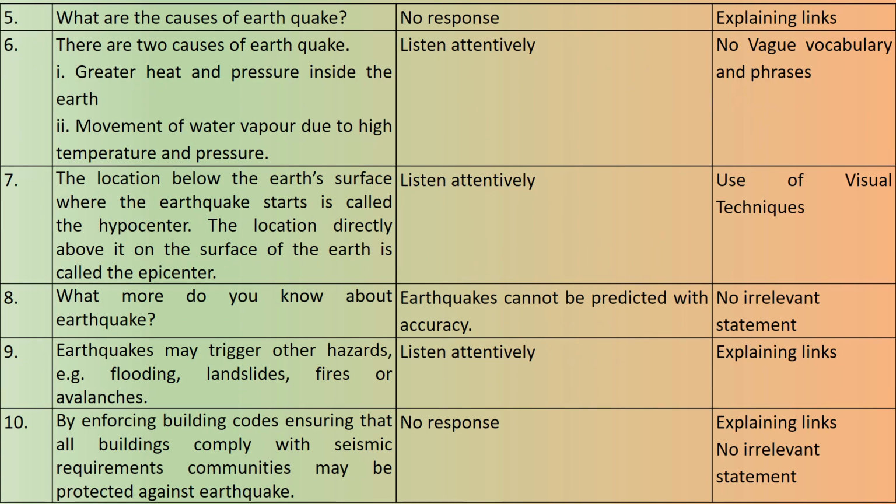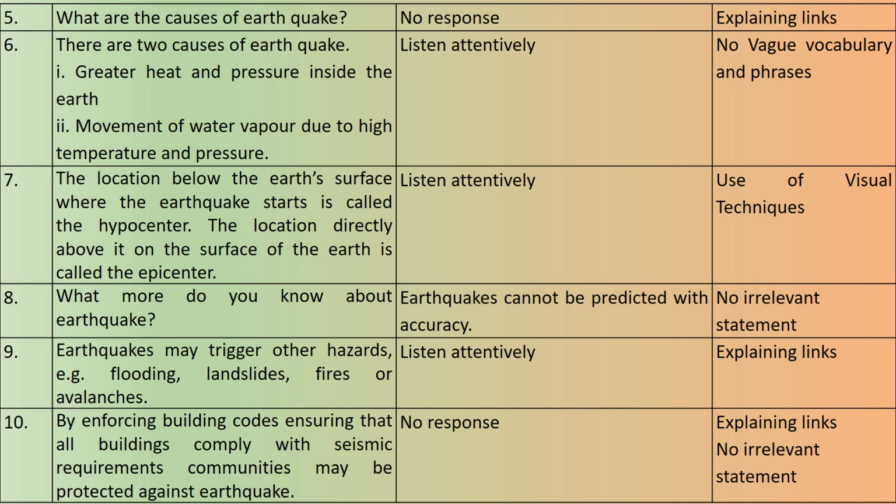Then the teacher will ask the questions, what are the causes of earthquake? There will be no response from the students. The component used is explaining links. Then the teacher will explain that there are two main causes of earthquake. It is greater heat and pressure inside the earth and movement of water vapor due to high temperature and pressure. The students will listen attentively. The component used is no vague vocabulary and phrases.